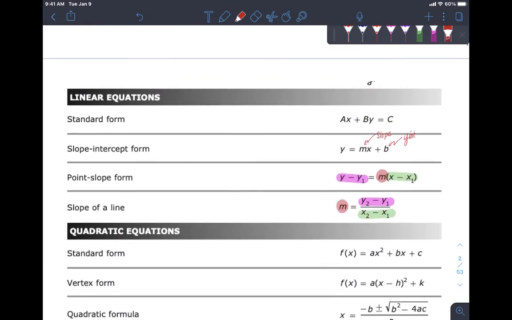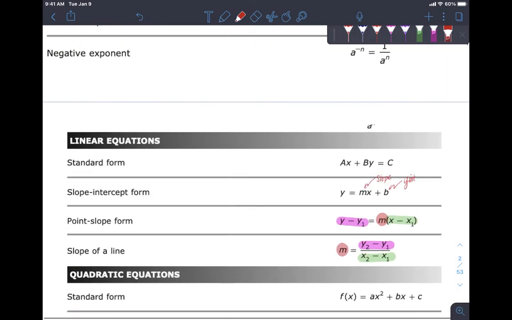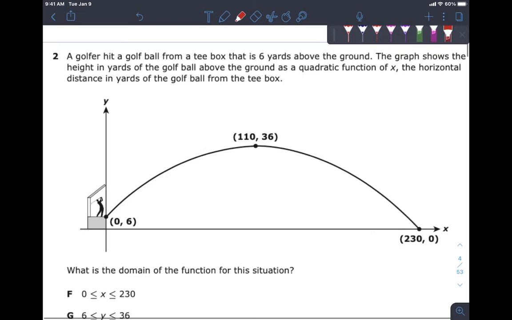If I wanted to, I could verify this by looking at my formula sheet, and I'll see that that m, the number that's attached to the x, is my slope. All right, let's go ahead and take a look at number 2.